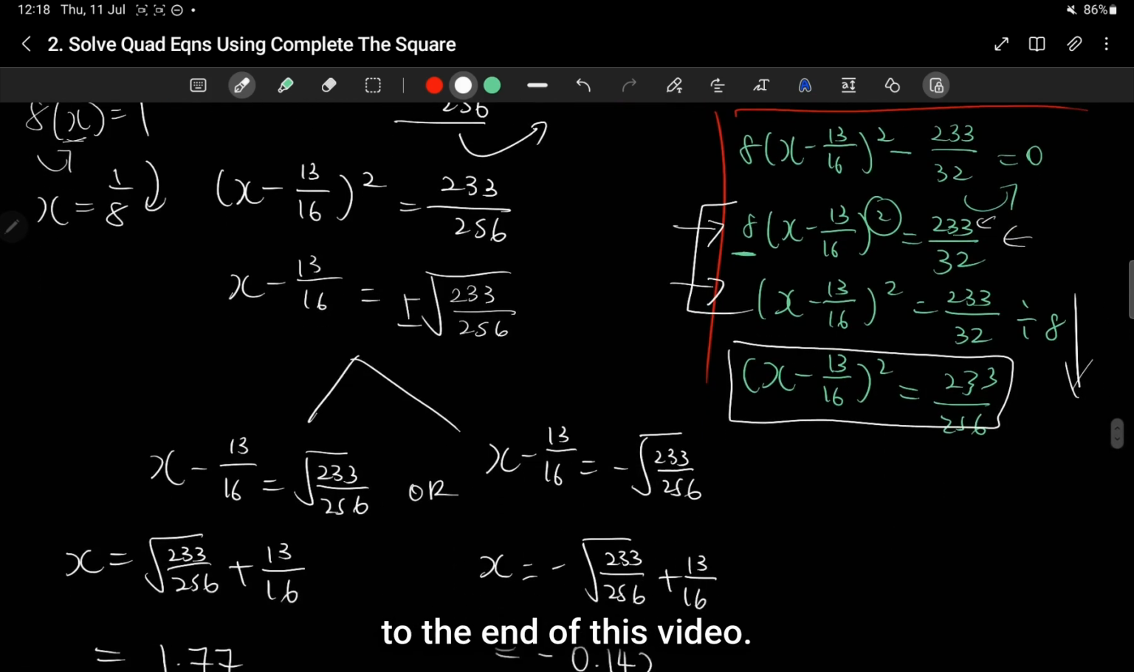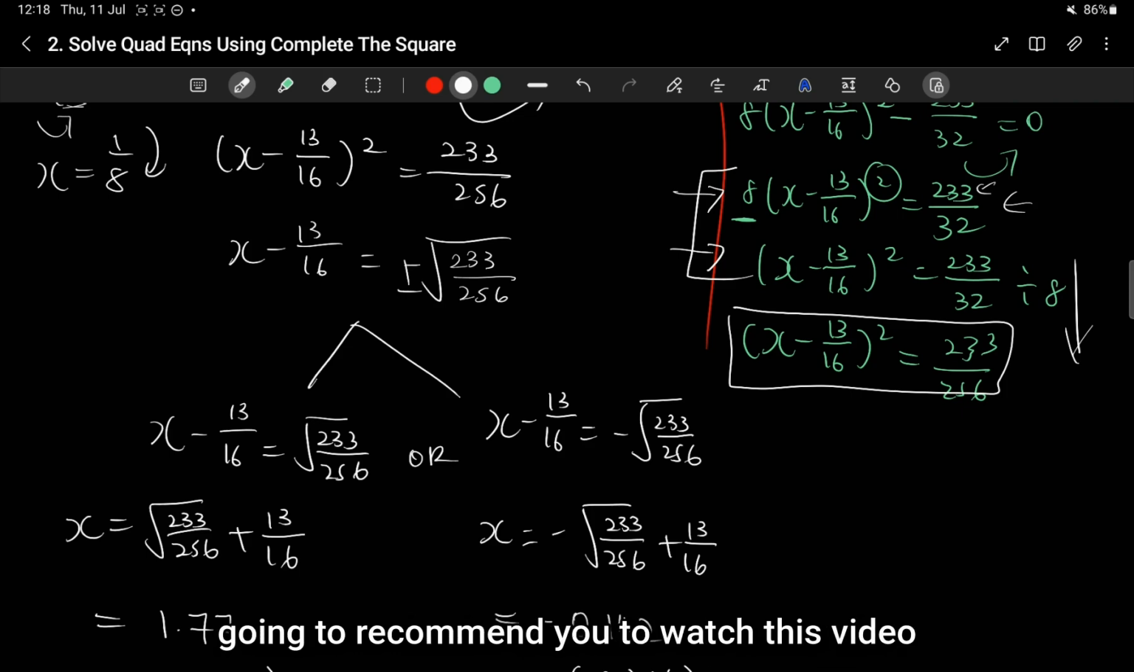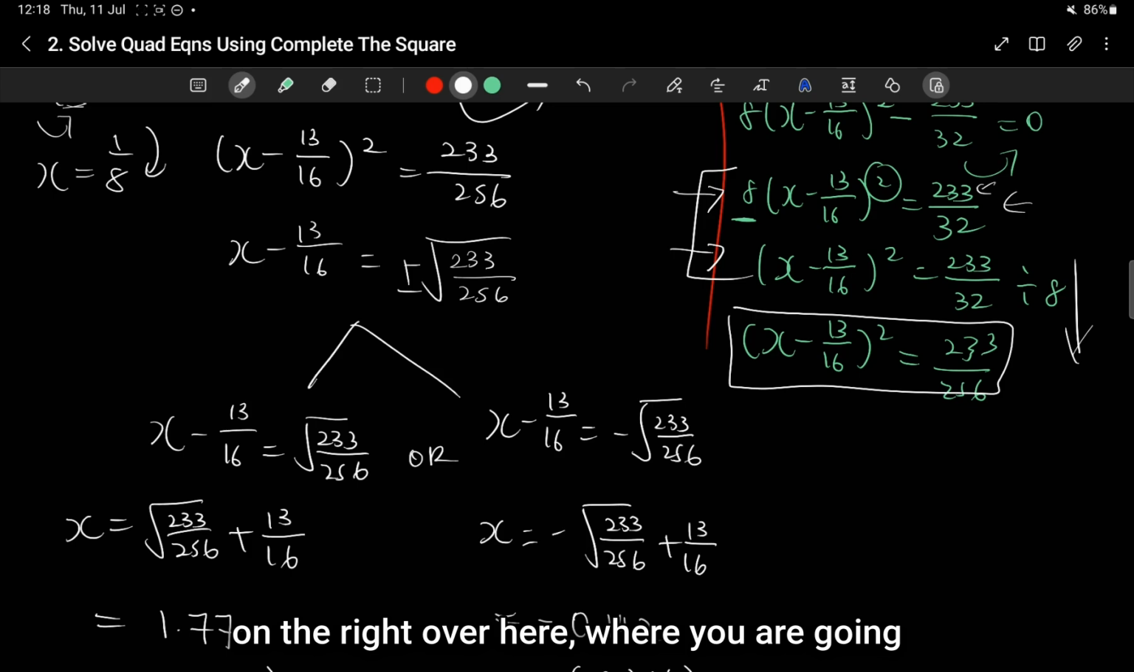And with that, I've come to the end of this video. If you still don't know how to complete the square and solve quadratic equations, I'm going to recommend you watch this video on the right over here, where you are going to get a clear picture as to how to do this. And once you can understand this, you will be able to ace your math exams.